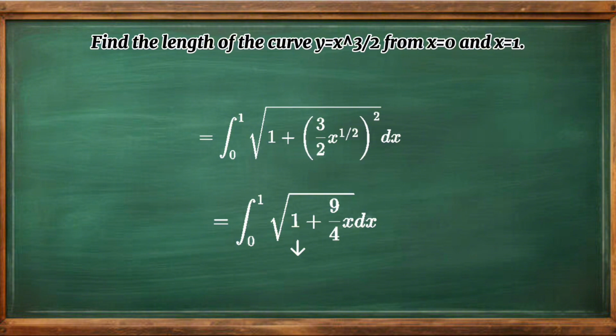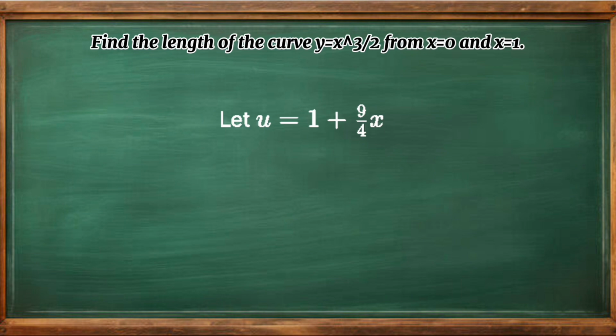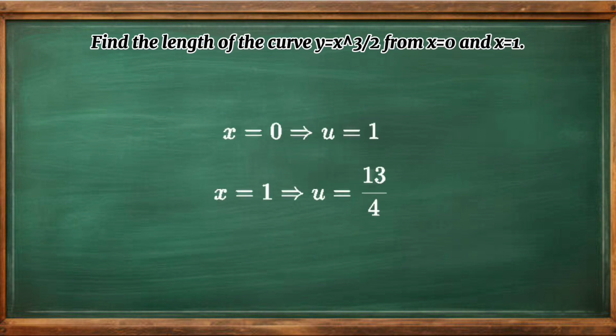We can use u substitution. Therefore, our u is equal to 1 plus 9 over 4x. Then, our du is 9 over 4 dx. Therefore, our dx is 4 over 9 du. Then, our limits for this u substitution are u is equal to 1 and u is equal to 13 over 4. We get this by plugging the x values into the u substitution, which is our u. That's why we get 1 and 13 over 4.